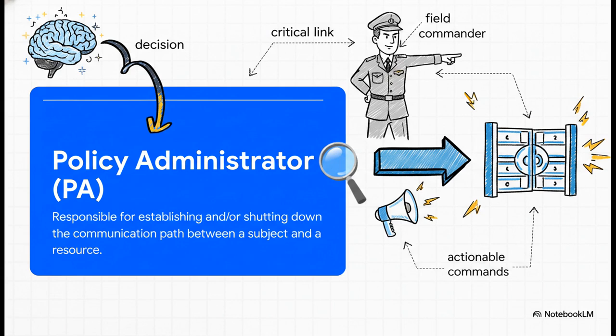Okay, so if the policy engine is the judge making the ruling, who carries out the sentence? That's where the policy administrator, or PA, comes in. Think of the PA as the field commander. It gets the order from the PE, the big brain, and its job is to translate that high-level decision into a concrete, actionable command. It's the essential middleman, the translator between strategy and action.